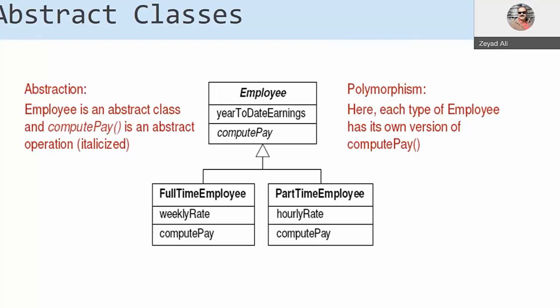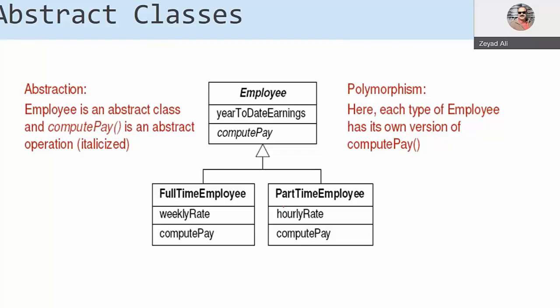But look at this method. Is it abstract? Why? It's italics. Tamam. So from the class diagram, you can tell if the method is abstract or not. Now, this class is abstract. The employee class is abstract. Can you create an object of employee? No. However, you can create a subclass of it.